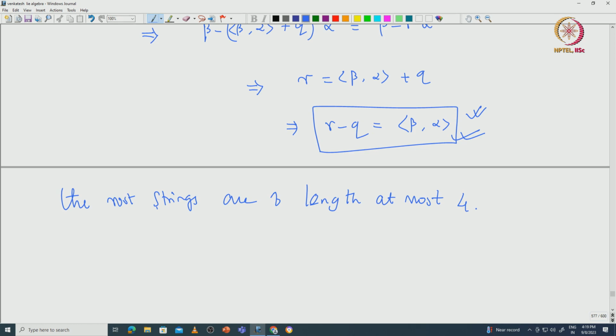I will actually stop here. Whatever we have developed so far about the basic properties of root systems will be used to classify rank 2 root systems, which I will do in the next class. Thank you.